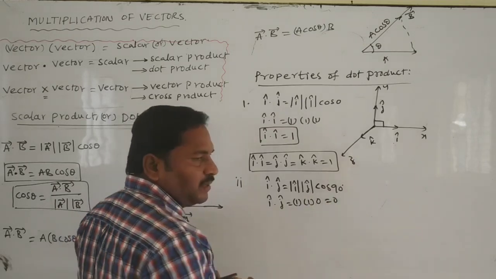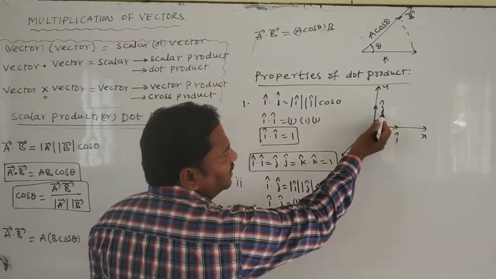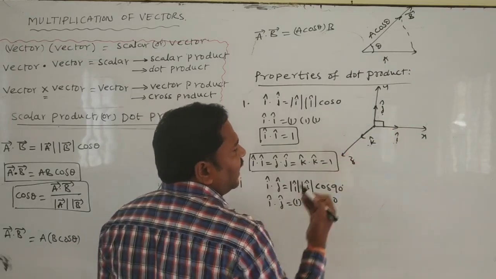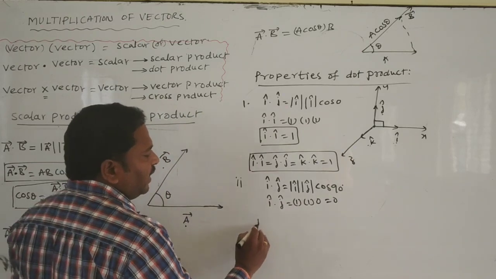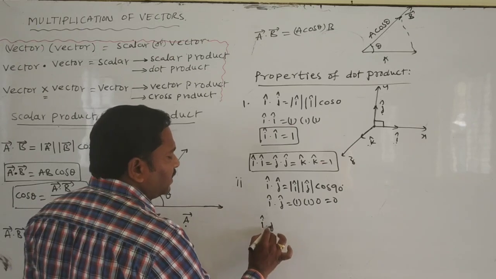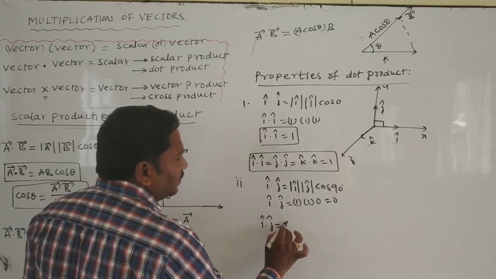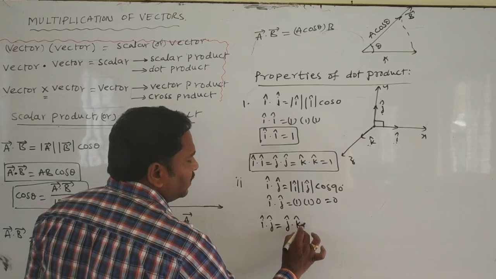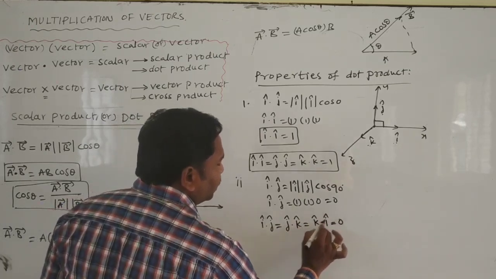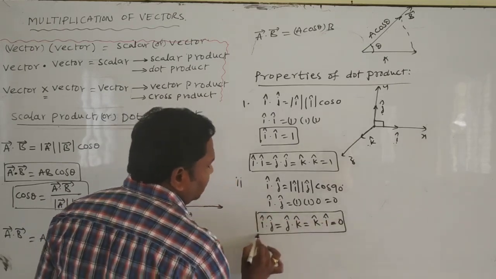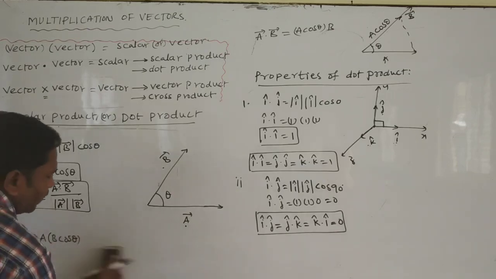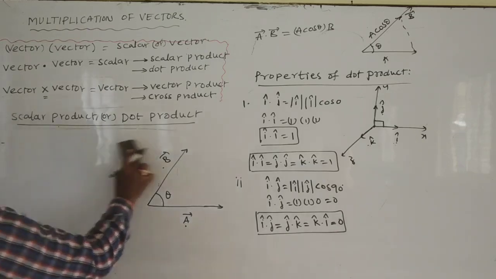Answer is 0. Means i cap dot j cap is 0, j cap dot k cap is 0, k cap dot i cap also 0. Now we can write it: i cap dot j cap, j cap dot k cap, k cap dot i cap is equal to 0. This is the answer. Next, two properties are completed. Next, third property.